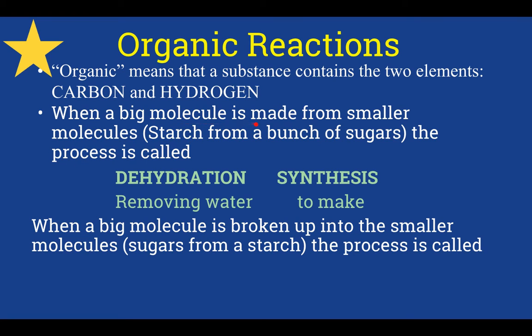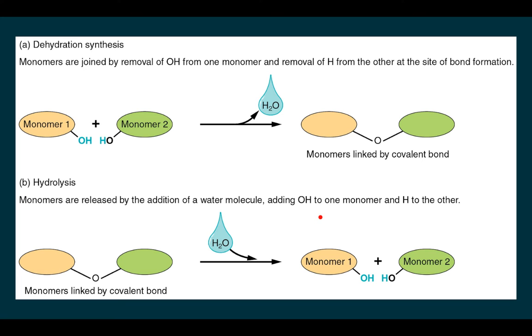So when a big molecule is made from a bunch of smaller molecules, like we're making starch from a bunch of sugars, the process is called dehydration synthesis. You don't really need to know a lot about this except for really just the name. Synthesis means to make or to put things together. So that's an easier way to remember this process. When we break up a molecule into smaller pieces, so when we take this starch and we break it back down again, it's called hydrolysis or digestion.